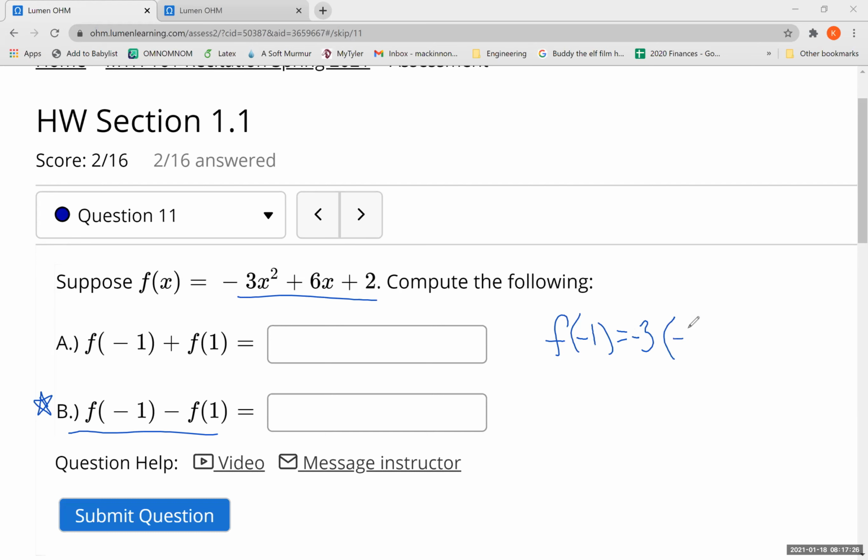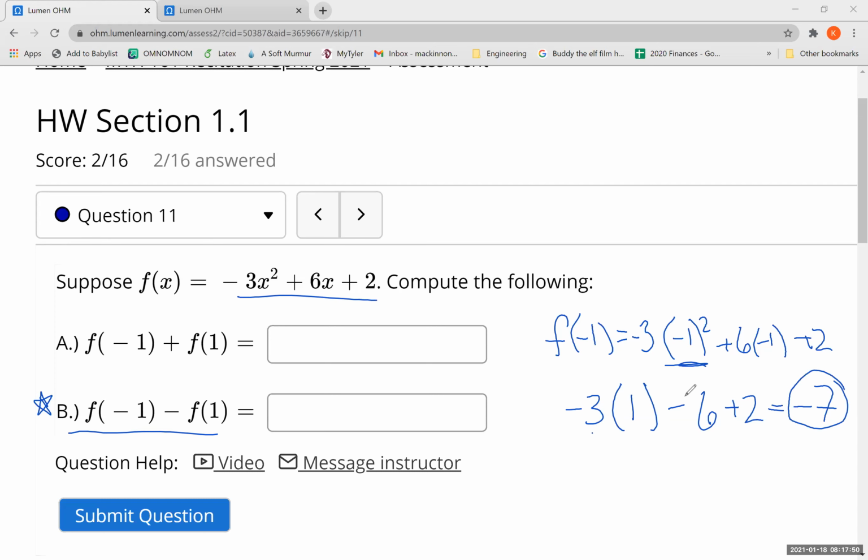It's -3 times -1 plus 2. Okay, so -1 squared, that's 1. So I get -3 times 1. Or -1 squared is 1. I hope I said that right. And then I get -6 plus 2. All right, so that's -7 if you crunch out the numbers for this, okay? Because that's -3 minus 6, that's -9 plus 2, -7.